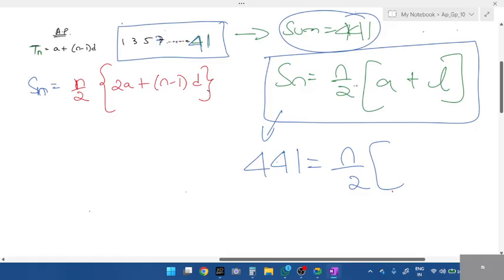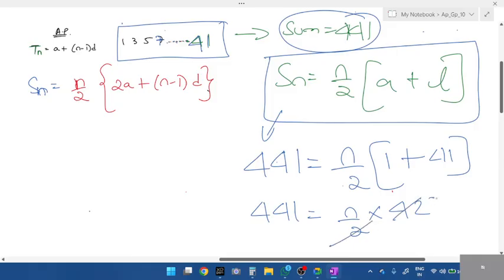A stands for the first term, 1. L stands for the last term. What is L? Be quick, students, it is getting late. L is 41. So 441 is equal to n divided by 2, times 1 plus 41, which is 42. Two ones are 21, right? So 441 is equal to 21n.